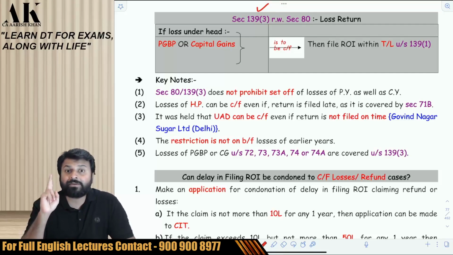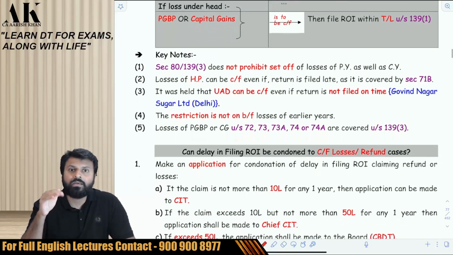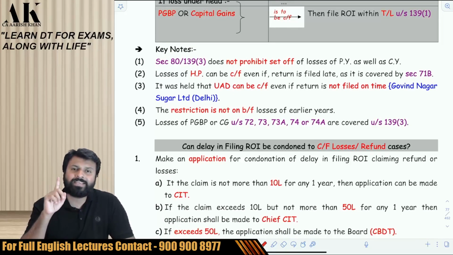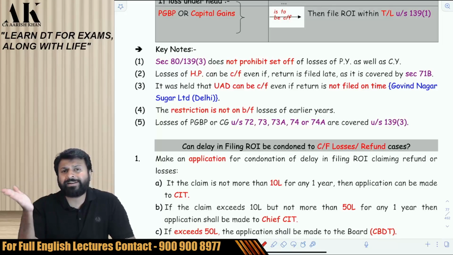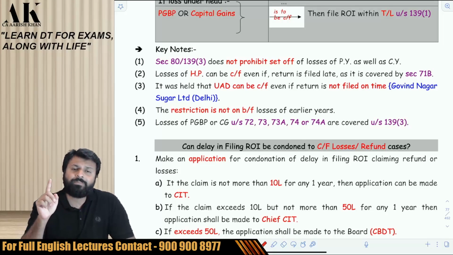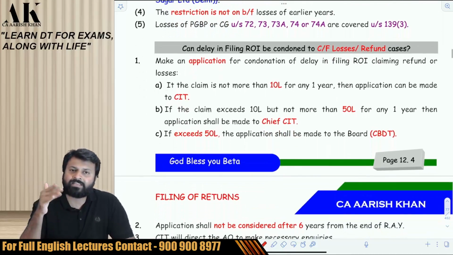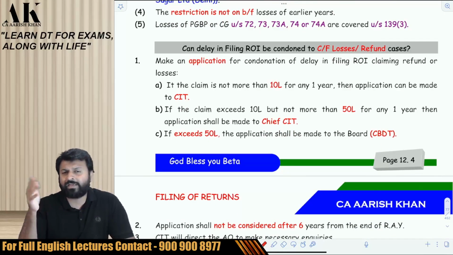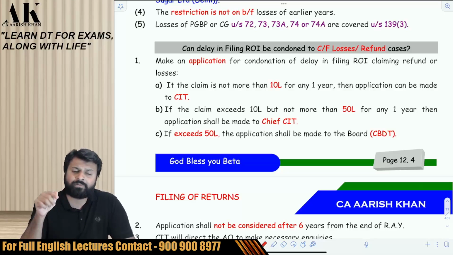If there is a refund, if there is a loss in your return, then you can make a condonation application to CIT. If the loss or refund is up to 10 lakhs, then you can make an application to CIT. If the loss or refund is more than 10 lakhs, but up to 50 lakhs, then you can make an application to Chief CIT. If the loss is more than 50 lakhs or refund is more than 50 lakhs, then you can make an application directly to CBDT. Check here. So there are three authorities. Up to 10 lakhs, you have to make an application to CIT. Above 10 lakhs, up to 50 lakhs, you have to make an application to Chief CIT. And above 50 lakhs, you have to make an application to what?